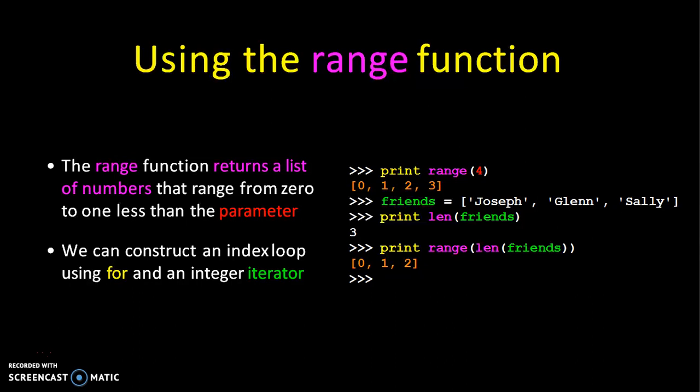Next is using the range function with lists. How to use the range function? The range function returns a list of numbers that range from 0 to 1 less than the parameter, say 0 to n minus 1. So if I mention 0 to 10, it will take it from 0 to 9. We can construct an index loop using for and an integer iterator here.